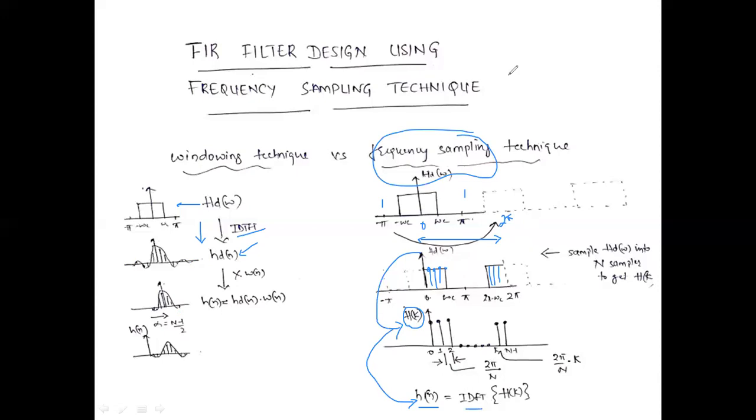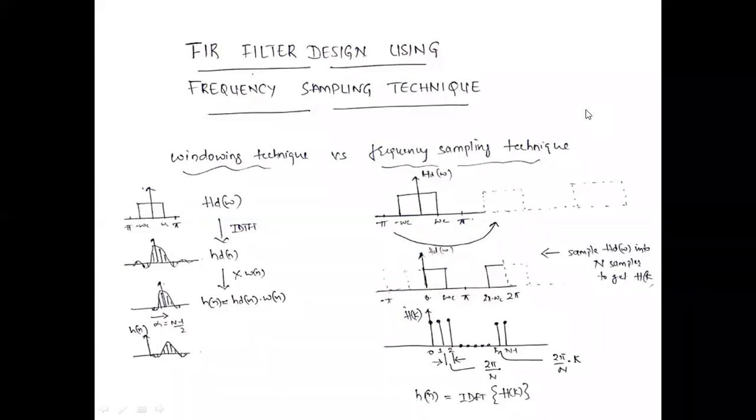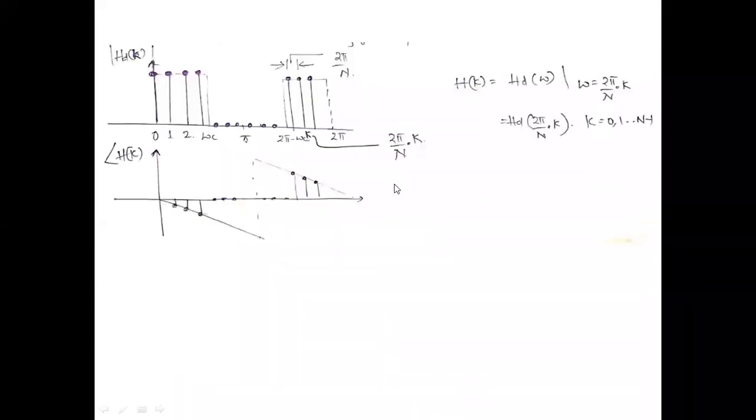Okay, so let us see in a bit more detail. Let us see what this is like. You start from the desired frequency response. Say this is your entire period from 0 to 2 pi. And then afterwards, you are taking some discrete samples here, certain samples. How many samples do you want?